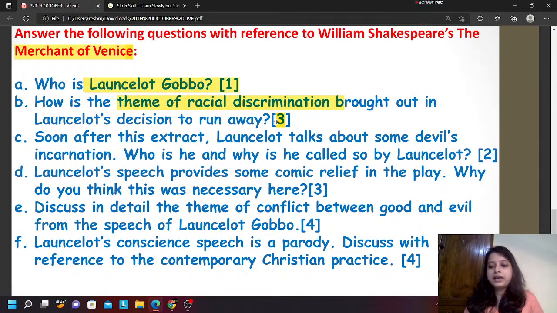Question is a bit tricky. I will help you out a bit. Racial discrimination. See, Lancelot is also a Christian. You will see one line where Lancelot says that I am a Jew if I serve the Jew any longer. Remember that line? I would turn into a Jew if I keep serving a Jew. So Shylock is a Jew, and if I keep serving a Jew, I will soon become a Jew. So he hates Jewish people. Christians hate the Jewish clan.